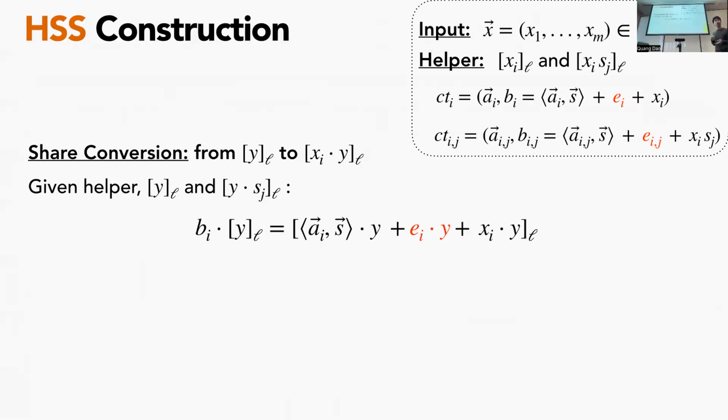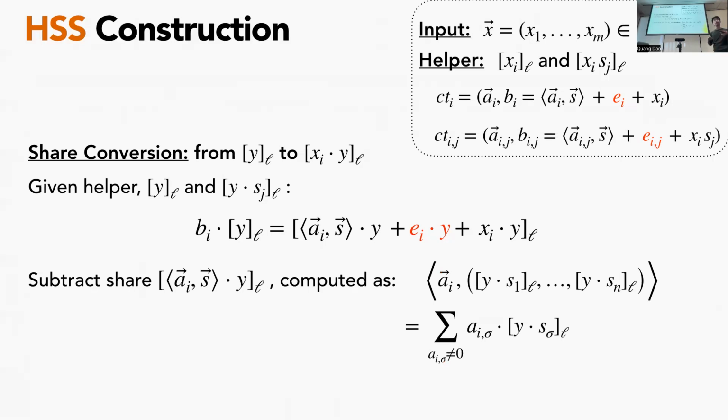We want xi times y. So now we need to get rid of the inner product term, and we can do this by computing it in another way. We can compute it as the inner product of the first part of the ciphertext, this vector ai, with the vector of the secret shares of y times sj. When you expand this out, you get the exact same inner product term. Also, this is not a very dense sum; it is a sum of at most k elements, because the vector ai is k-sparse. So that's what we get, and when we subtract, we get noisy shares of xi times y.